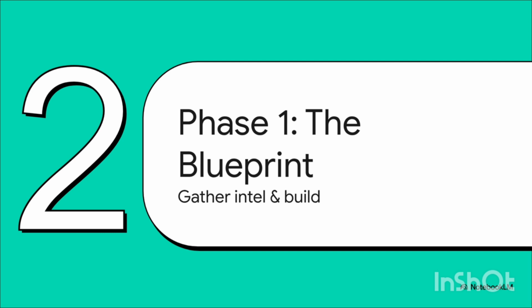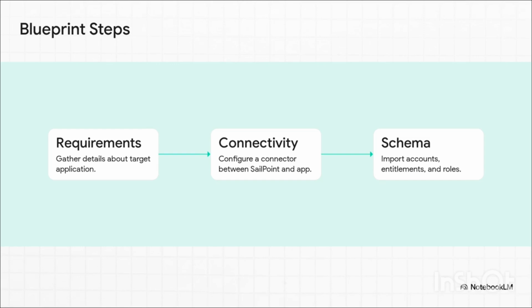This is where we gather our intel and build that initial connection. Okay, so before a single byte of data moves, we have to lay the foundation, right? You need to fully understand the landscape of the target application and establish that initial technical bridge. This blueprint phase makes up the first 3 steps of our life cycle.